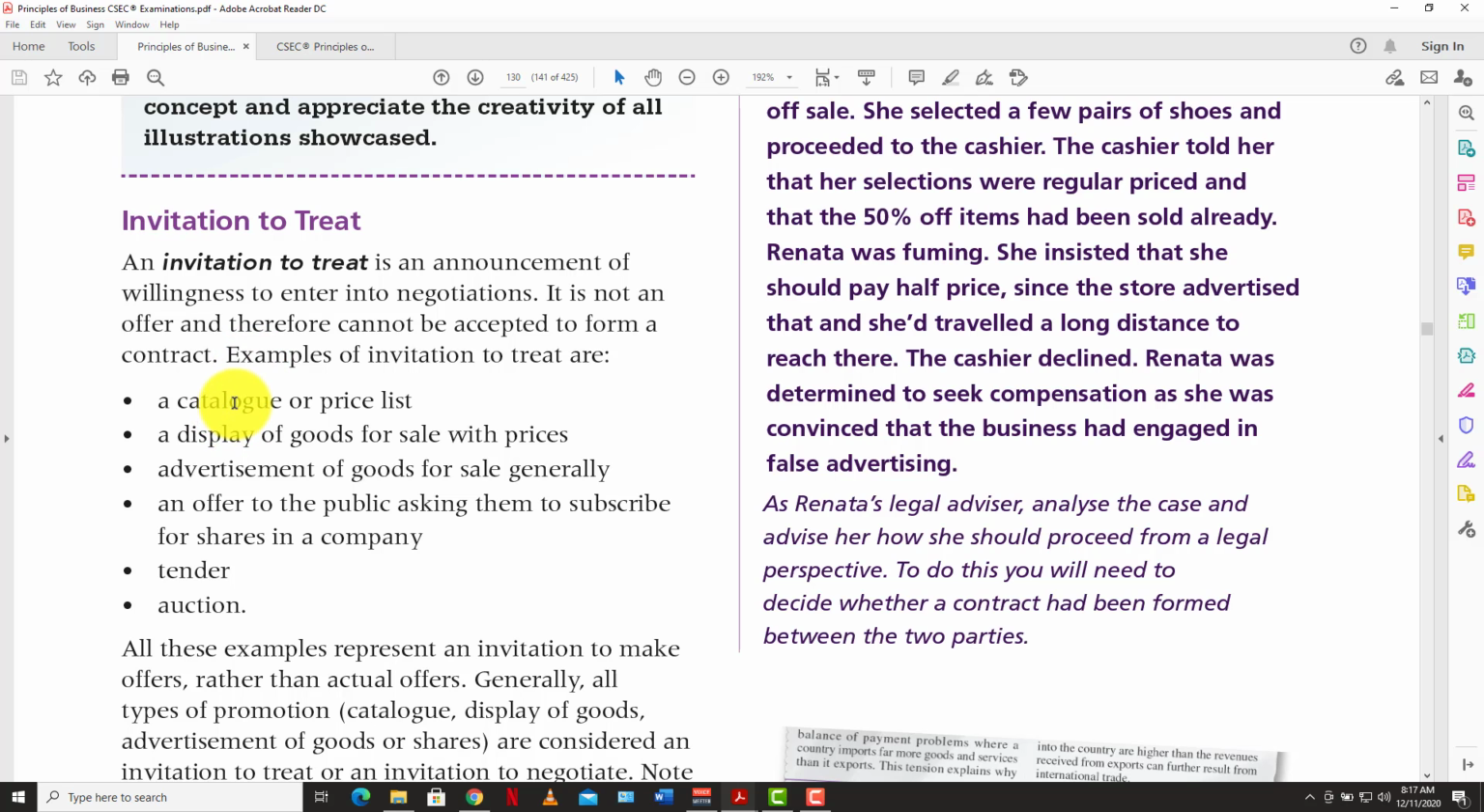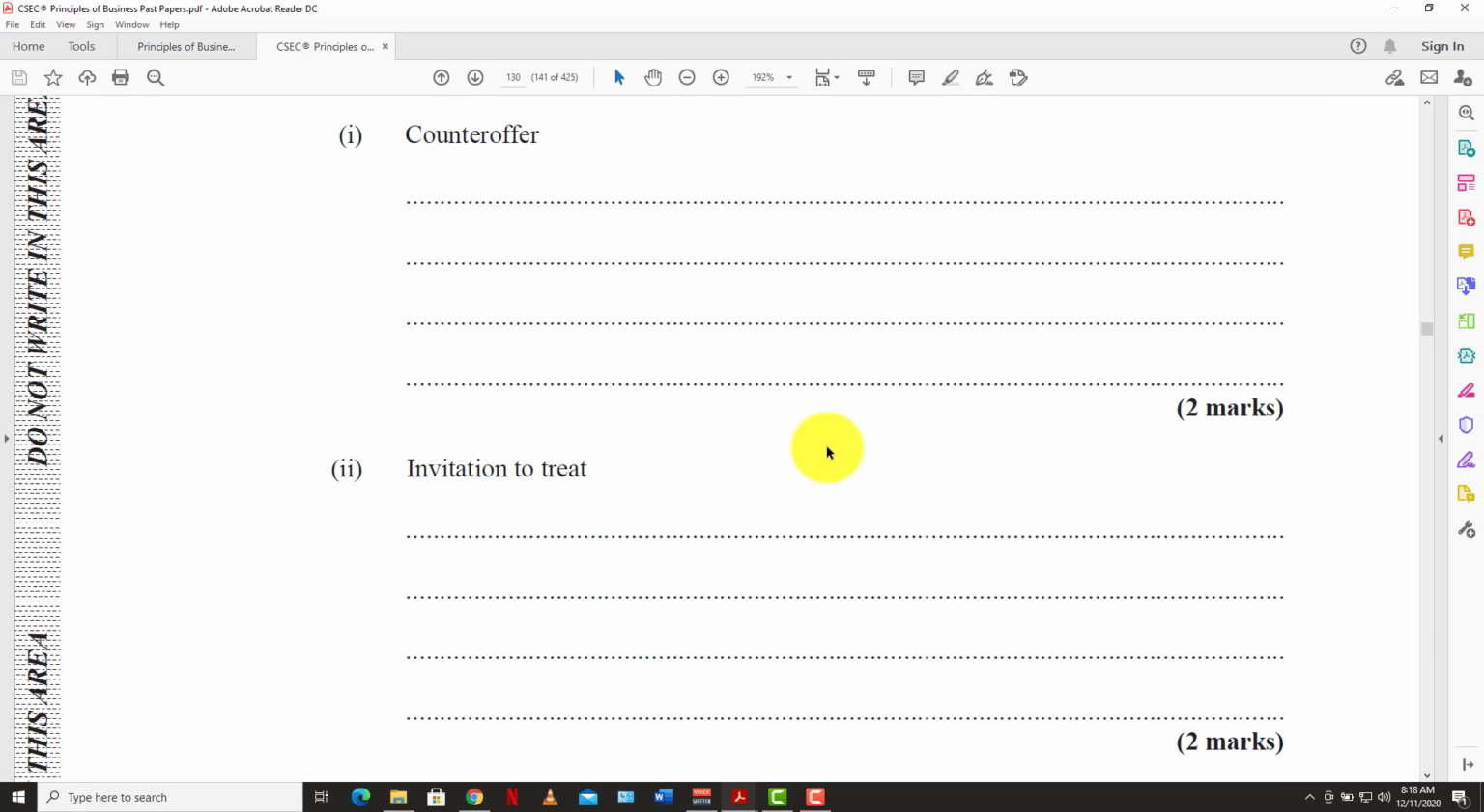So an invitation to treat is not a contract. It's an announcement to show willingness to enter into a contract. For example, if you put up a for sale sign for something, then if somebody comes and it is gone, you can't sue them and say, you know, it's a contract, I came to buy. No, it was an offer for those who are willing to enter into negotiations. And so that's an invitation to treat. So you knock off that, you get 2 marks.